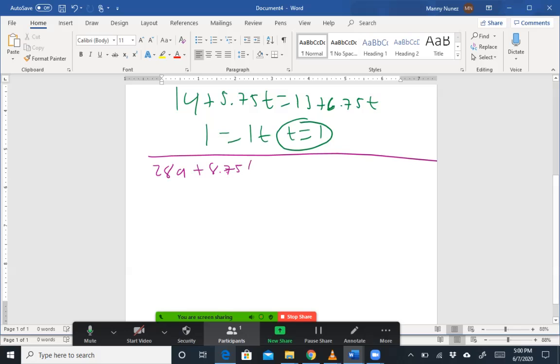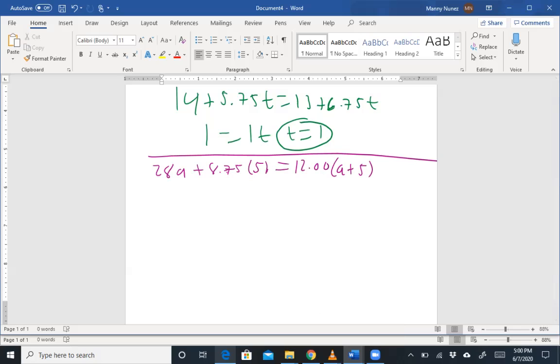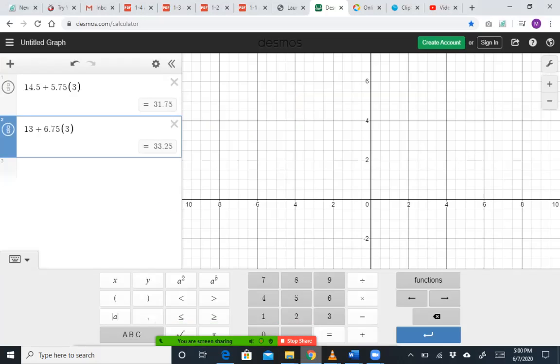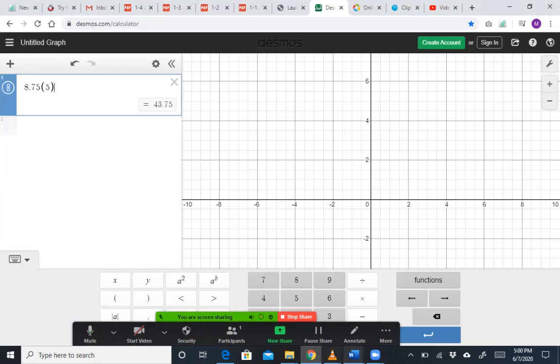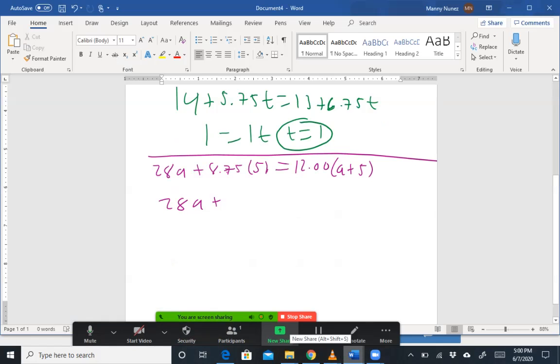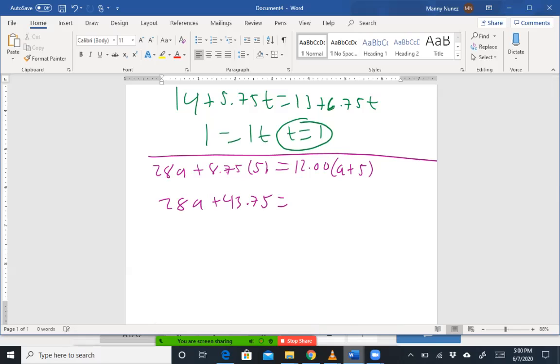So $8.75 multiplied by 5 equals, I want a $12 mixture. But then it's going to be A plus 5. Why is it A plus 5? Because it's a combination of the Arabica pounds and the Robusta pounds. So 28A plus, and again, use decimals, 8.75 times 5. That's going to be 43.75. And that's equal to, I'm going to distribute here, I got 12A plus 60.